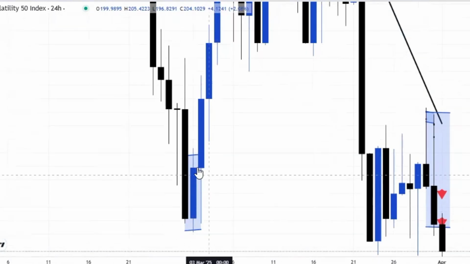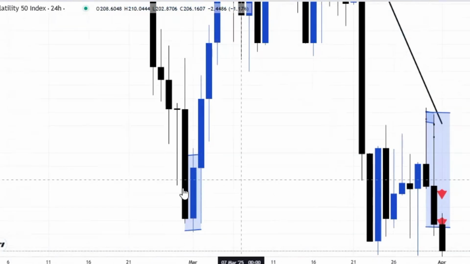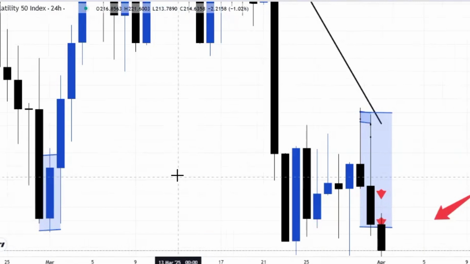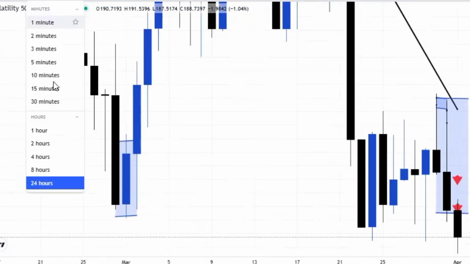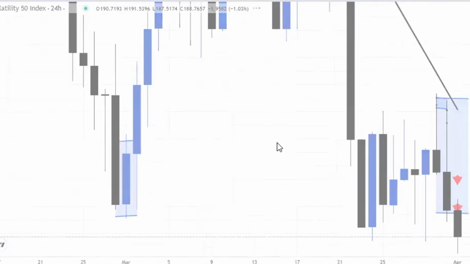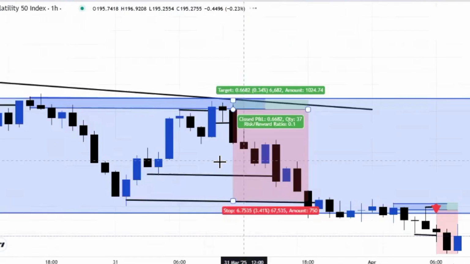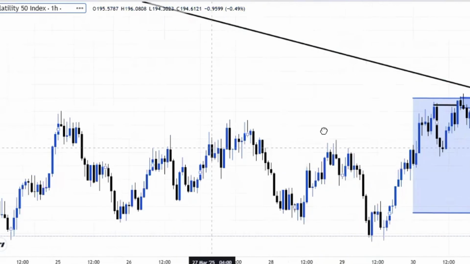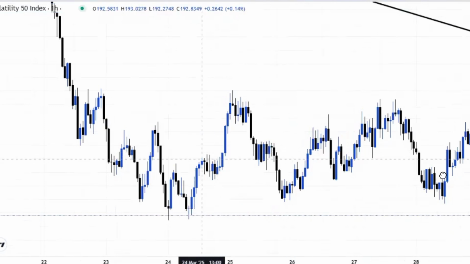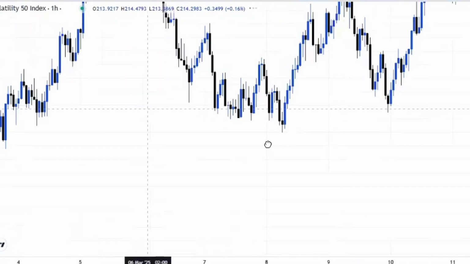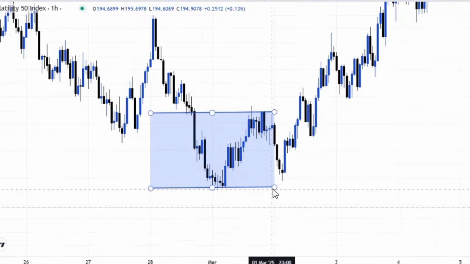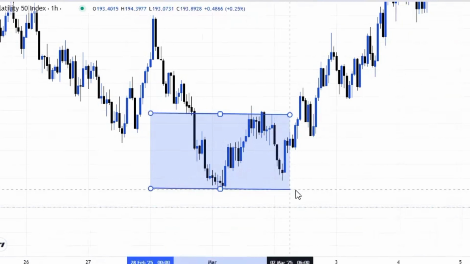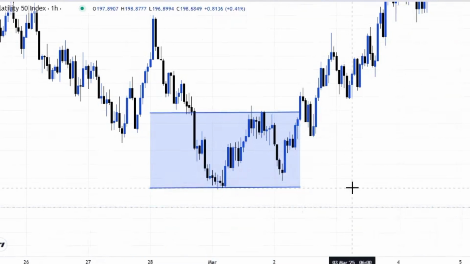Now I've highlighted this level. Okay, I don't know if you guys can see it. So I've highlighted this level. Now let's go to the 1 hour time frame. So this is not it. Now let me go back. Yeah, so I think this is it here. Okay, so this is it on the 1 hour.